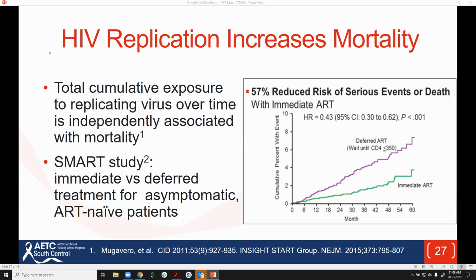And so we really were hesitant to prescribe a medication to someone with a lot of toxicity if it looked like their immune system was okay, and they didn't have any opportunistic infections.